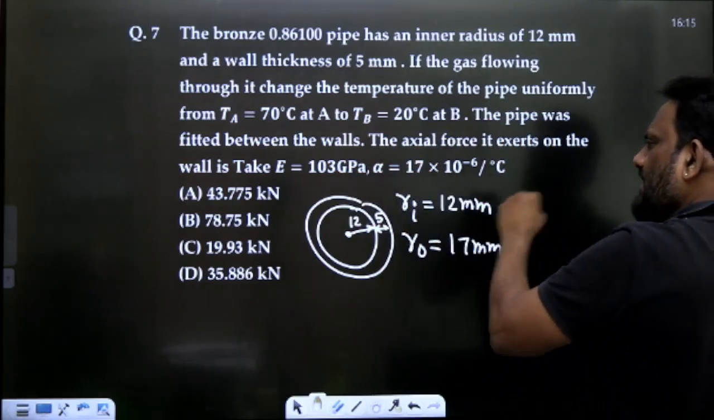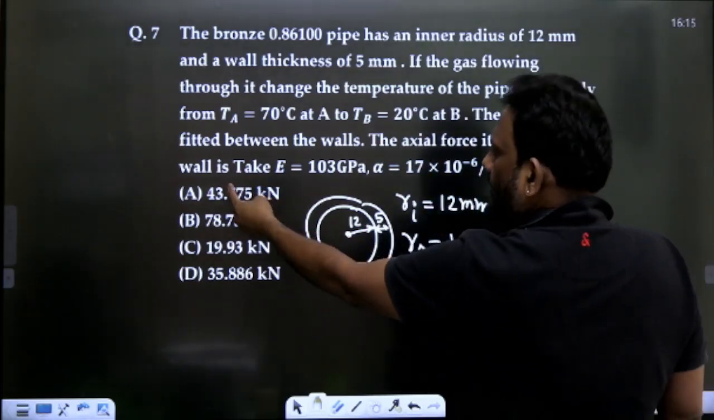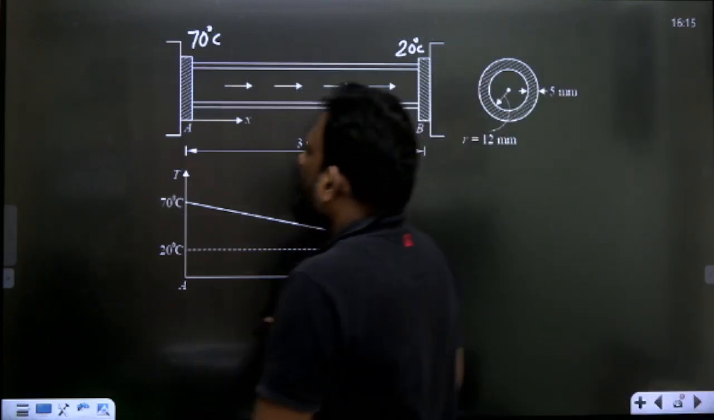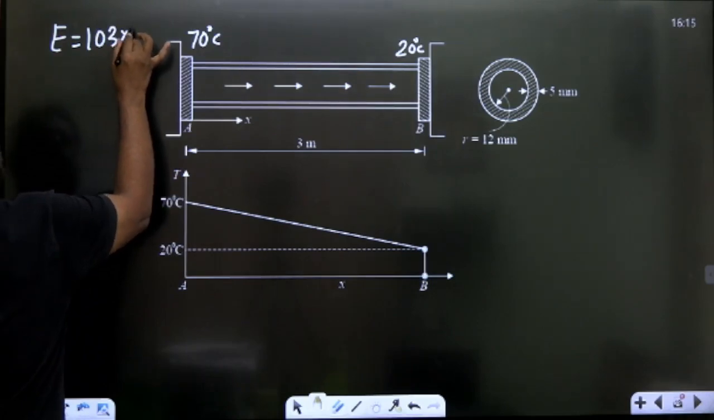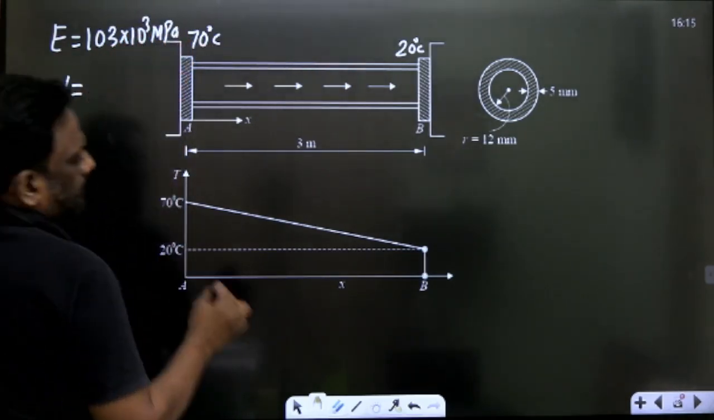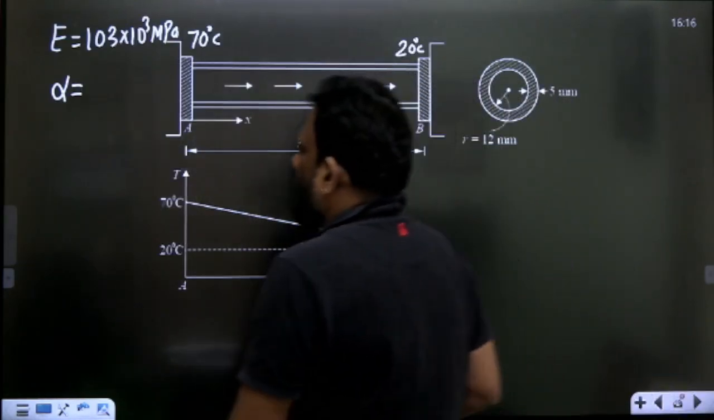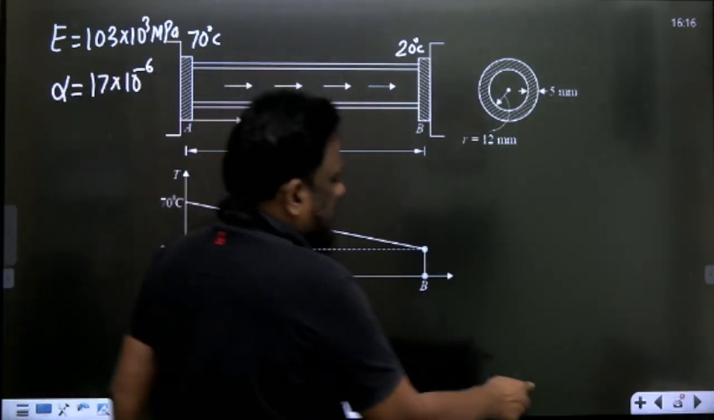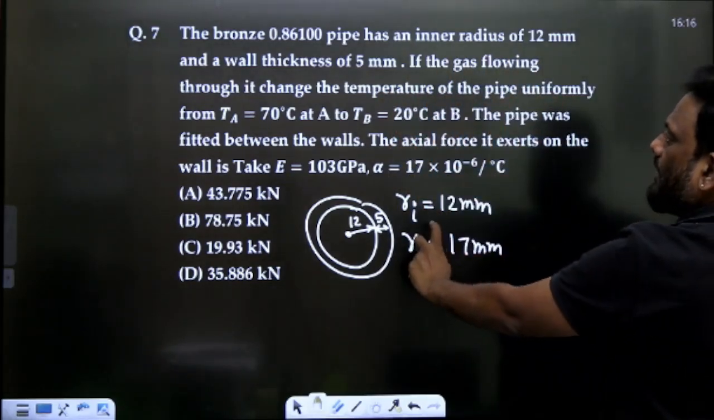The actual force exerted on the wall is asked. E is given as 103 gigapascal, that is 103 into 10 power 3 megapascal. And alpha is equal to 17 into 10 power minus 6. Anything else given, sir? Bronze pipe has inner radius, outer radius, given.